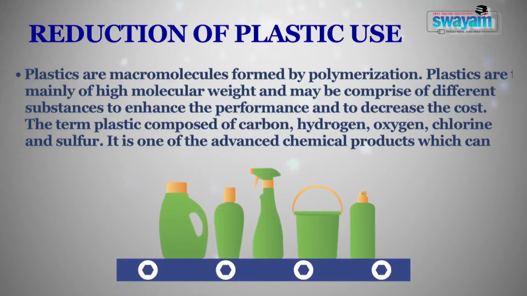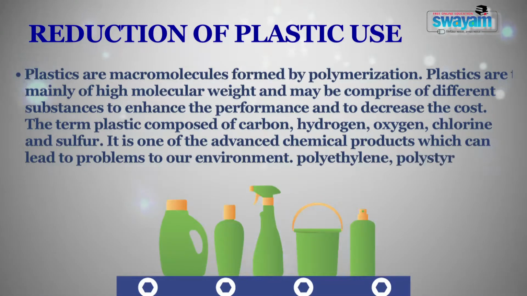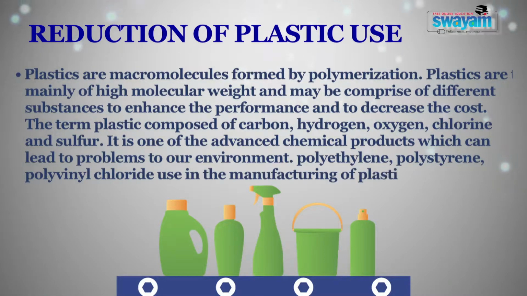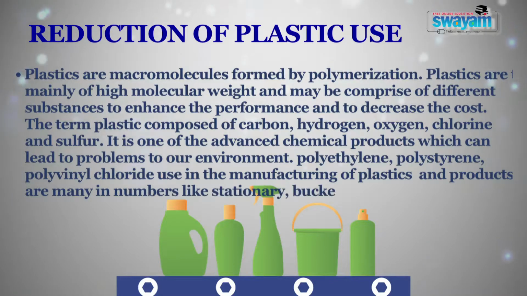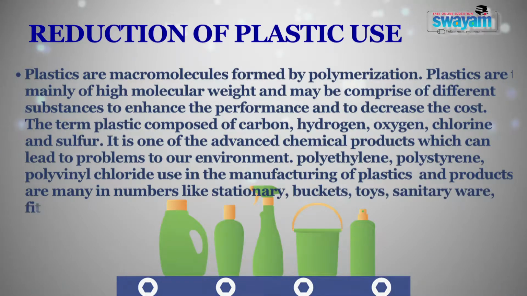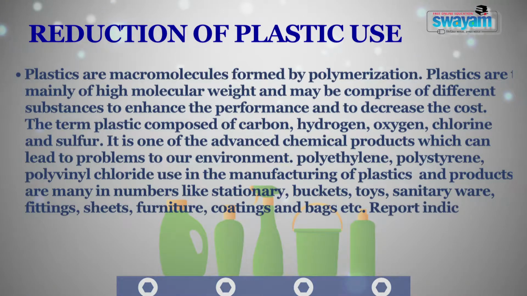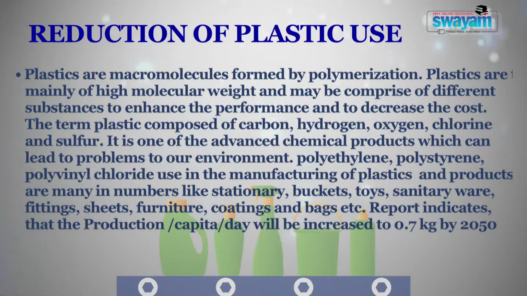The examples of plastics are various and huge. Number 1 is polyethylene, polystyrene and polyvinyl chloride, which are used in the manufacturing of plastic products in many forms like stationery, buckets, toys, sanitary wares, fittings, sheets, furniture, coatings and bags, etc. Reports indicate that the production of plastic per capita per day will increase to 0.7 kg by 2050, which is a huge amount.